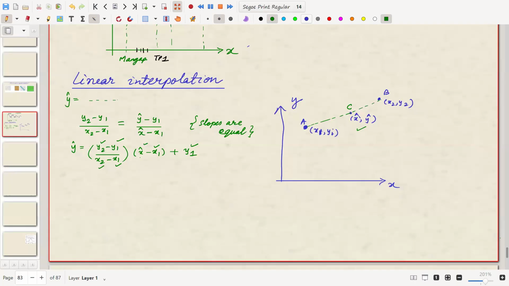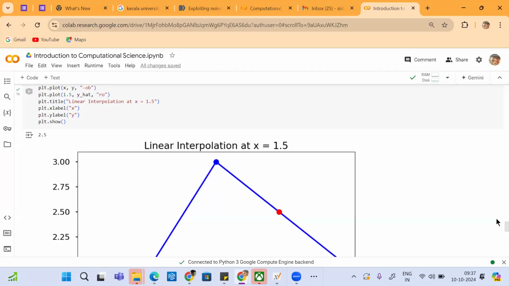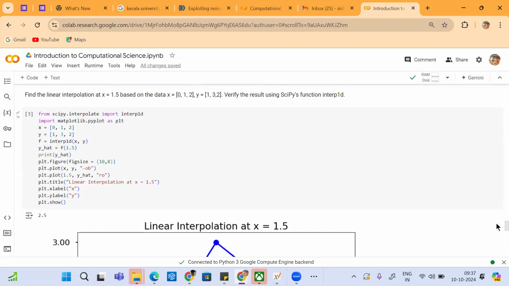Okay, so we will just see a Python implementation of this, and we'll plot it. So let's see what's the Python implementation for this. Yes, so you can see it here. What it says is you have to find the linear interpolation at x equals 1.5 based on the data x is 0, 1, 2 and y is 1, 3, 2.